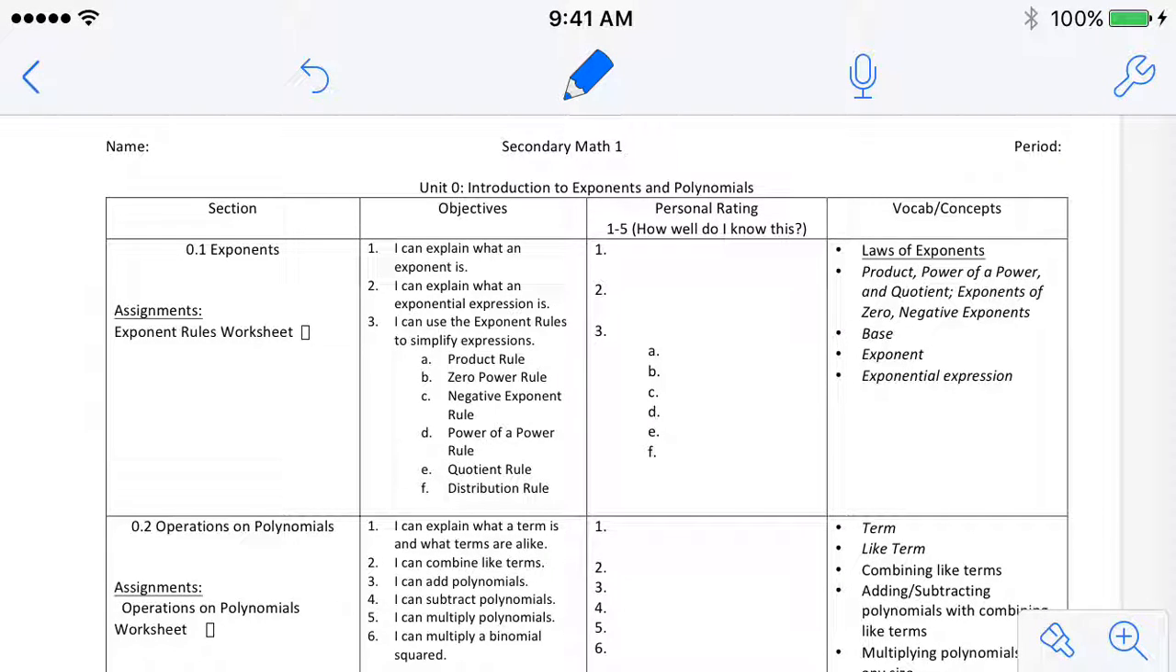Alright, welcome to the second day of Secondary Math 1, our first real content day. These are the notes for our unit 0, Introduction to Exponents and Polynomials. You should have this packet in front of you, and this should be your first page. If you do not have this first page, please make sure you pause the video and get this stuff now.